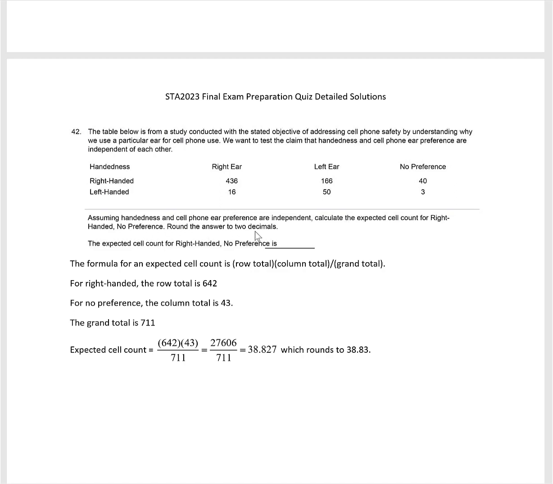Round to 2 decimals. Okay, so right-handed, so we need to get the row total for right-handed, and I went ahead and got that as 642. And I need the no preference column total, which is 43. And I need the grand total for the table, which is 711. So I take row total times column total divided by overall total, and I come out with 38.83 for the expected cell count for that particular cell right there.